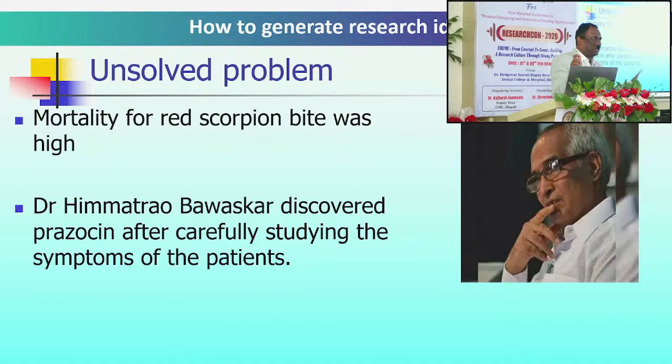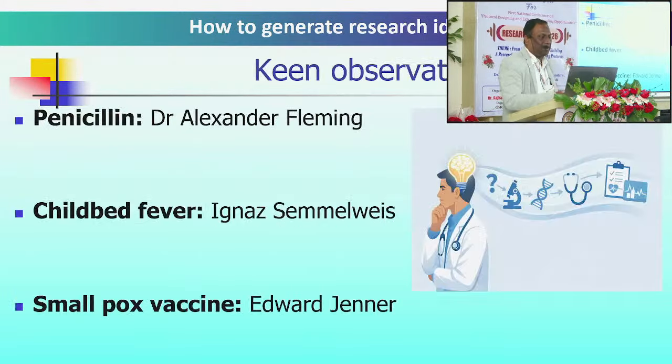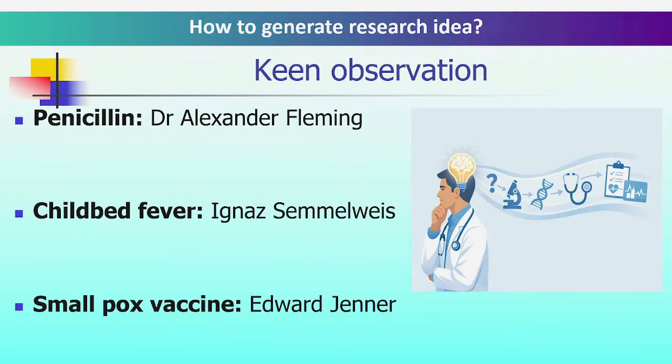Nobody told the person. Only he studied the symptoms, identified what might be the reason, and asked what can be done. And he used prazosin, and this prazosin has saved so many lives. Keen observations. You know the story of penicillin. Only because of keen observation, penicillin was discovered.